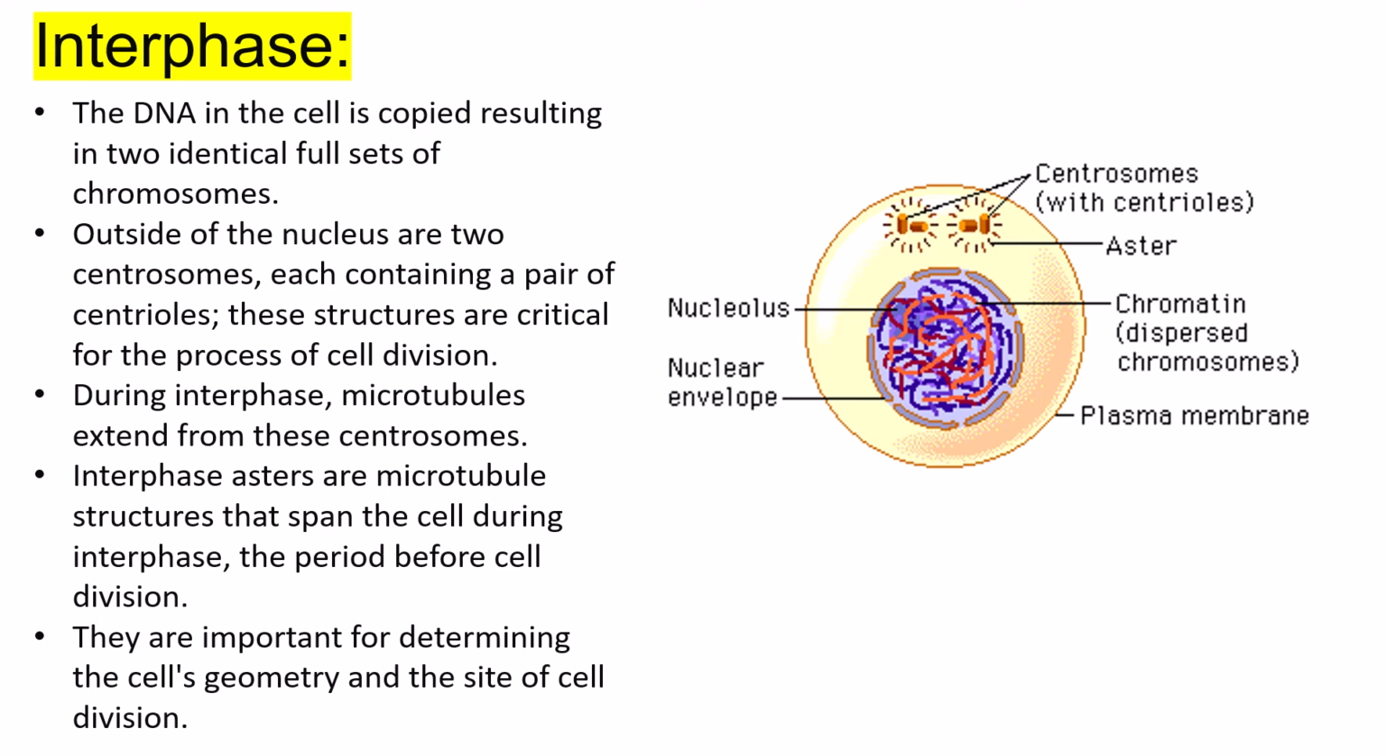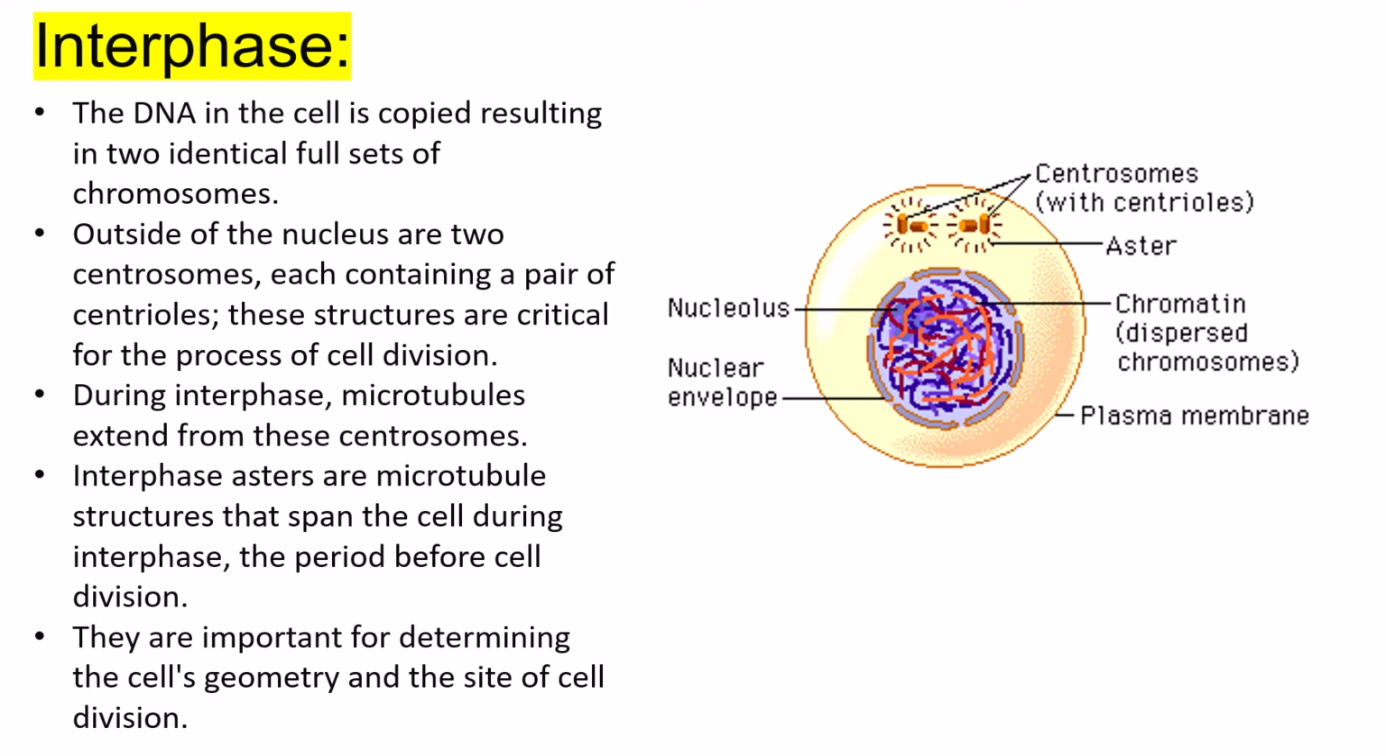Microtubules are going to extend from the centrosomes, right? Interphase asters are microtubule structures that span the cell during interphase, the period before cell division. They are important for determining the cell's geometry and structure, and the site of cell division, where the cell division occurs.